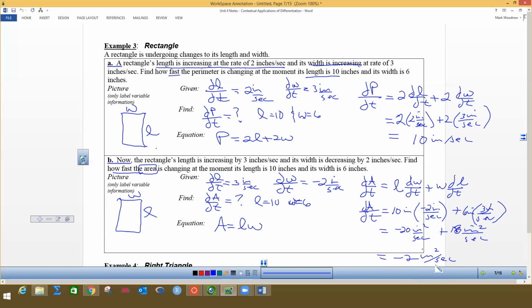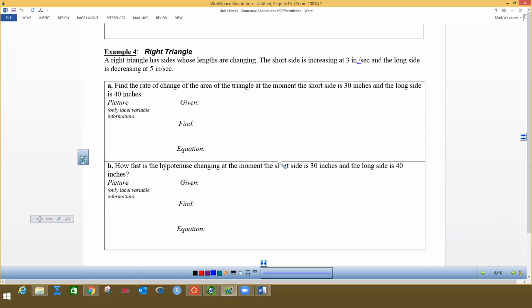So when we write the answer to this, we would say the area is changing at a rate of negative 2 inches squared per second when the length equals 10 inches and the width equals 6 inches. And some people might want to write the word decreasing, but if you put decreasing and negative, that will be wrong because that'd be a positive. Okay, next problem, example 4. It says find the rate of change of the area of a triangle. So now we have a triangle on this one.